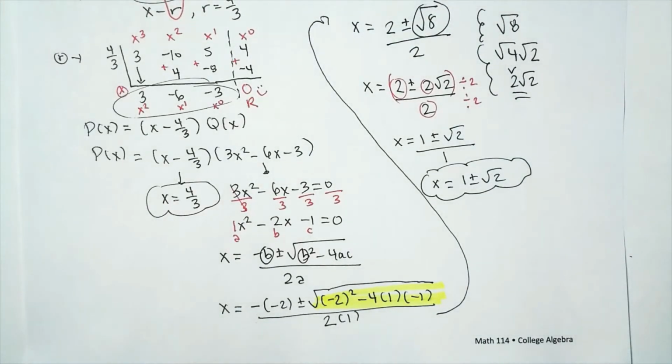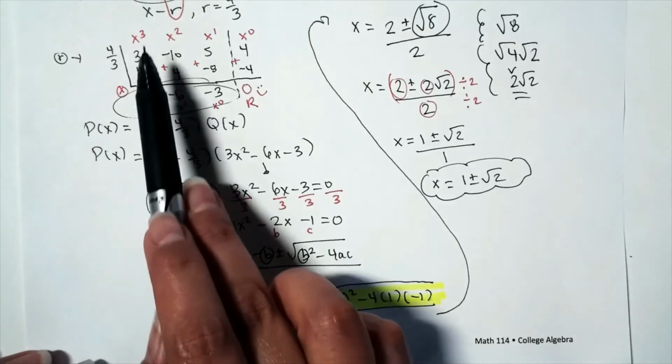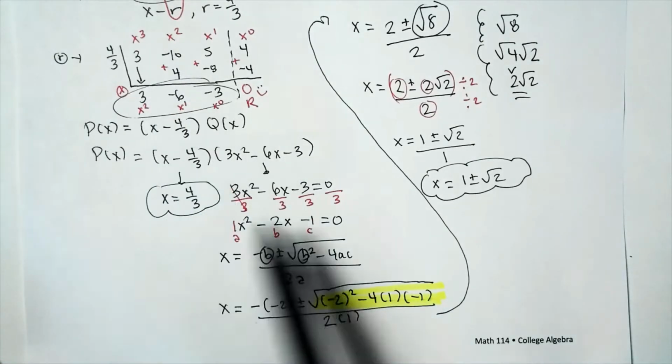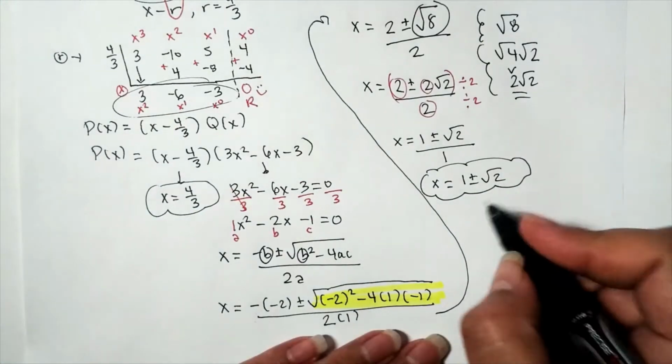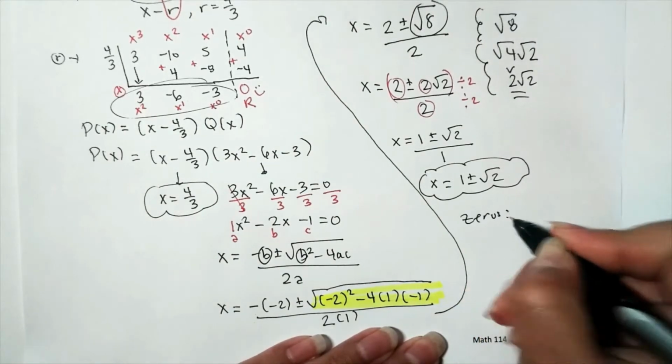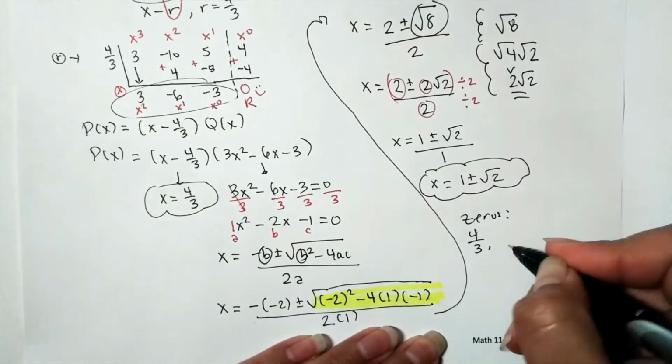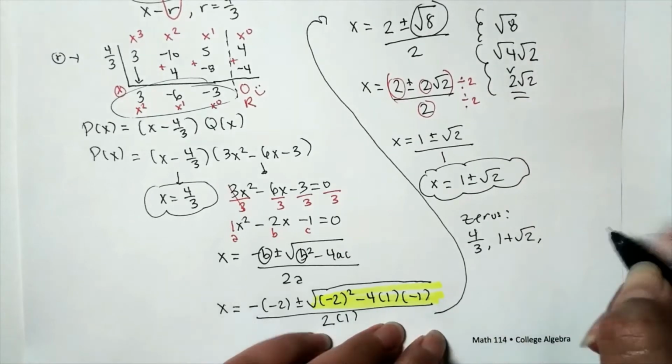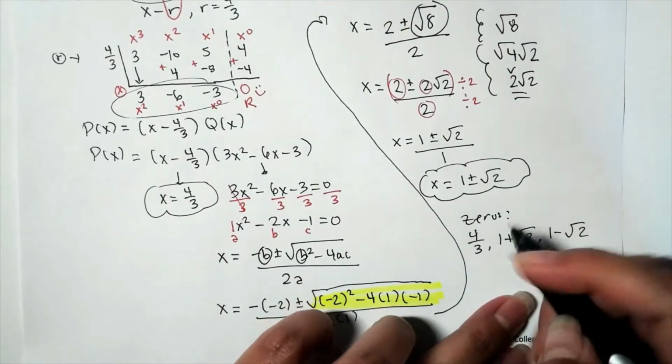So the degree of the polynomial is 3, so we're expected to have 3 zeros. 1, 2, 3. So let's get our full credit. So the zeros are 4/3, 1 plus the square root of 2, and 1 minus the square root of 2.